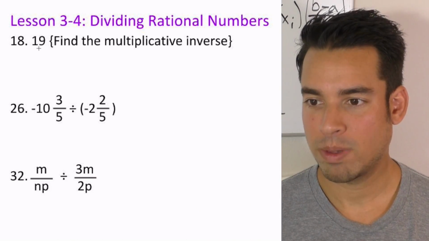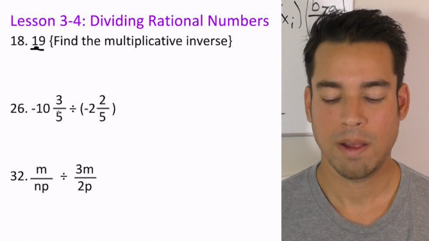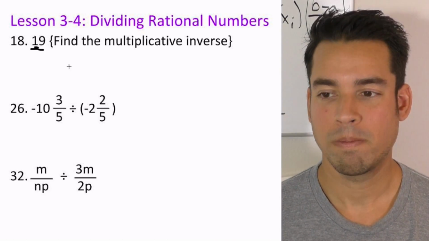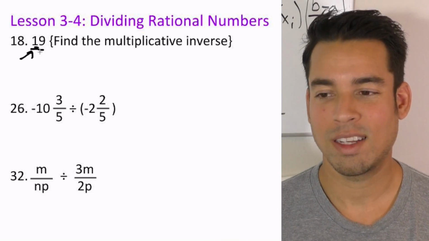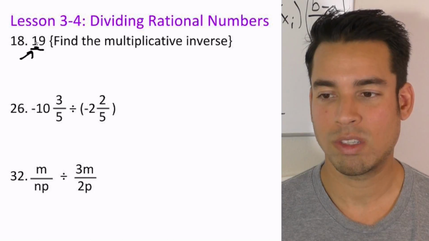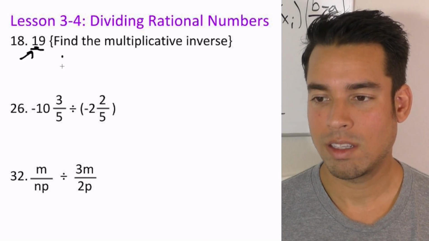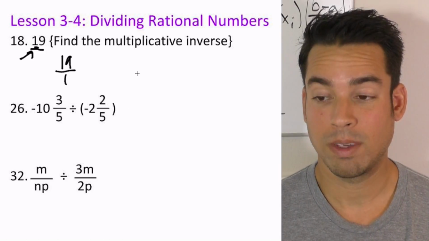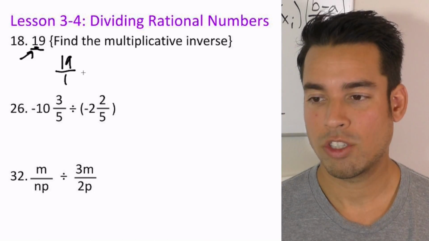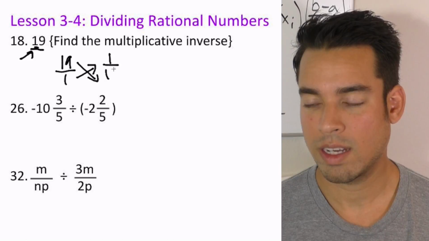Let's do it. So here it says find the multiplicative inverse of 19. What does that mean, multiplicative inverse? It means find whatever number times our original number gives us 1. And the easiest way to do that is you take the reciprocal. Right now 19 is actually 19 over 1. Don't forget that. It's always a fraction if we need it to be, any whole number. And now we just flip it to get the multiplicative inverse, and that's 1 over 19.